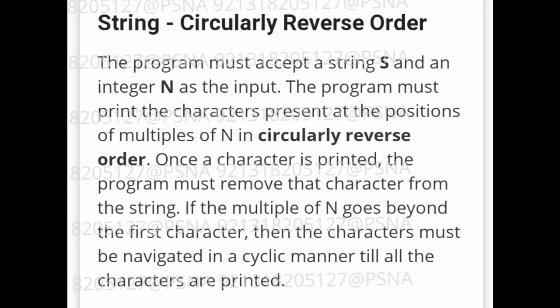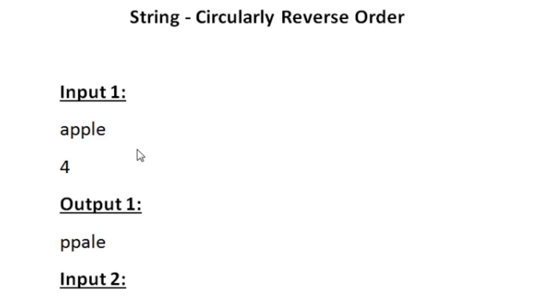This is the question asked in today's SkillRack Daily Challenge. We are given a string and an integer n as input, and our task is to traverse through this string circularly in reverse order and print the characters whenever the character position is a multiple of n. Here the string is apple and the value of n is equal to 4.